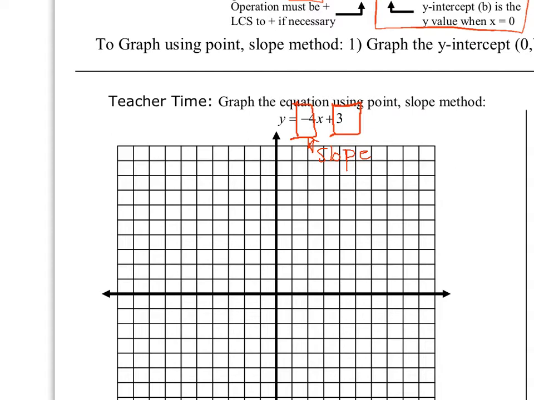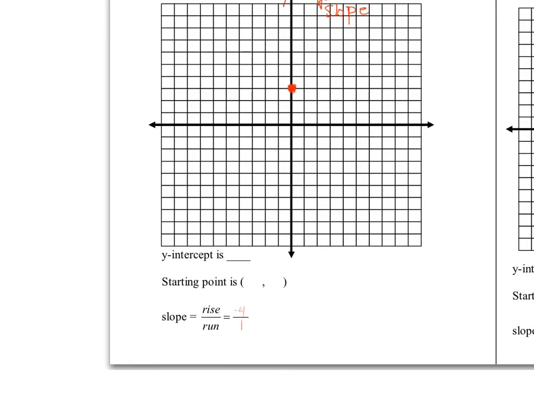Now, I need a point to start from. Ricardo? 3 over 1. 3 over 1? I mean, not quite. Rise over. Armando? 0, 3. So this is the y-intercept. Remember, this is our y-axis. So this is telling us it's intercepting at 3 on this axis. So that point is 0, 3. So the y-intercept is 3, which means the starting point is 0, 3.